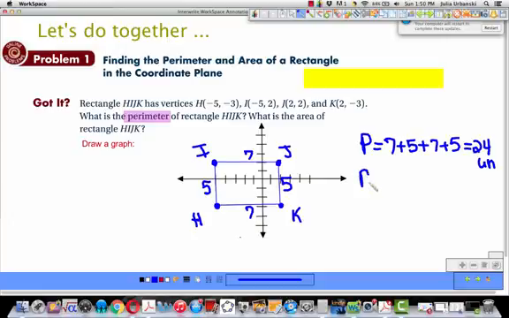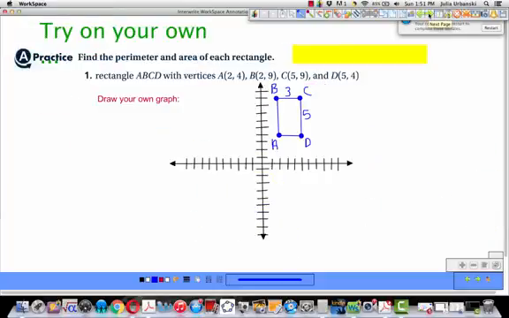For area, it's a rectangle, and the area of a rectangle is base times height. So I'm going to figure out what my two numbers are for base times height, and then I'm going to plug them in. The base is 7, the height is 5. So 7 times 5, and I get an area of 35, and I'm going to say that it's units squared.